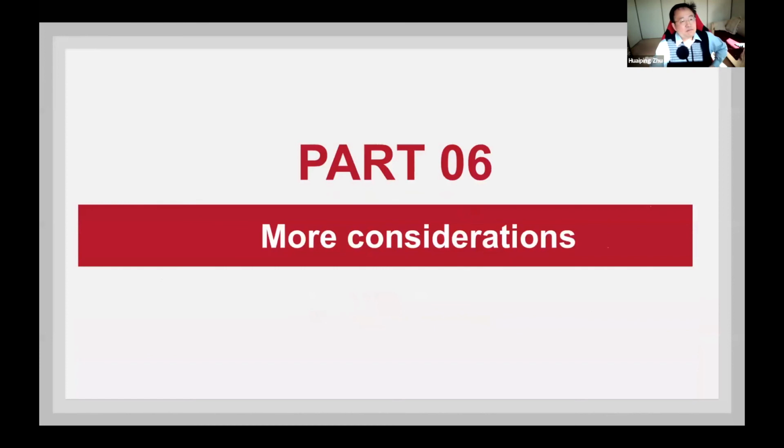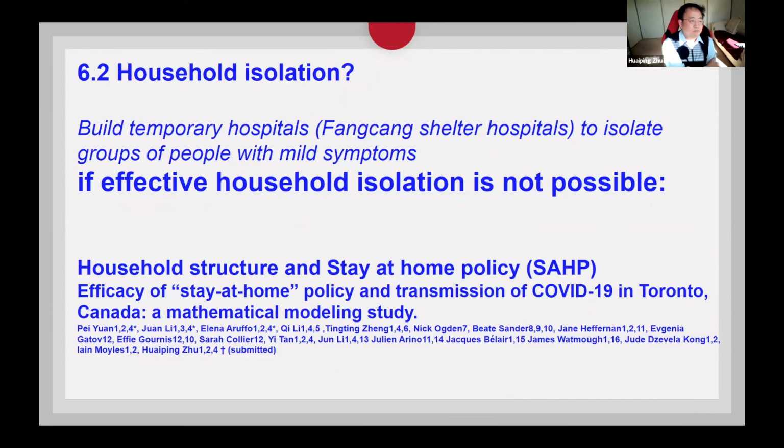I will just mention one thing. In fact, I have several items. One thing is, why Wuhan from January 23rd to February 5th didn't work, you see? You put people isolated in homes, but still the numbers of people keep increasing. So this is related to the effectiveness of household isolation.